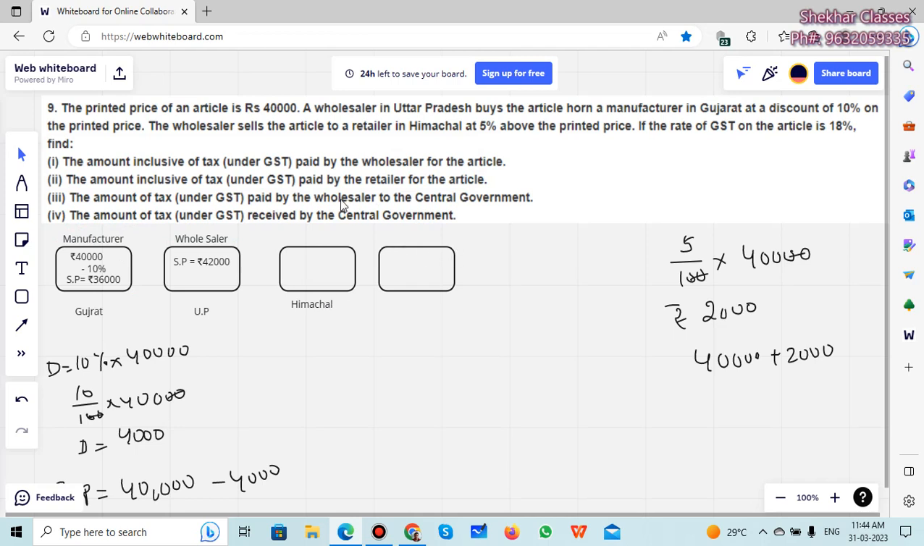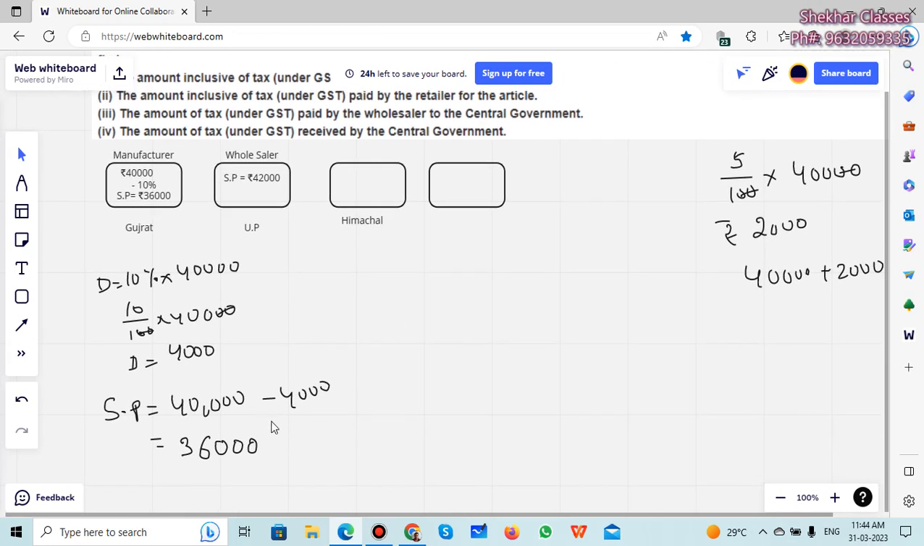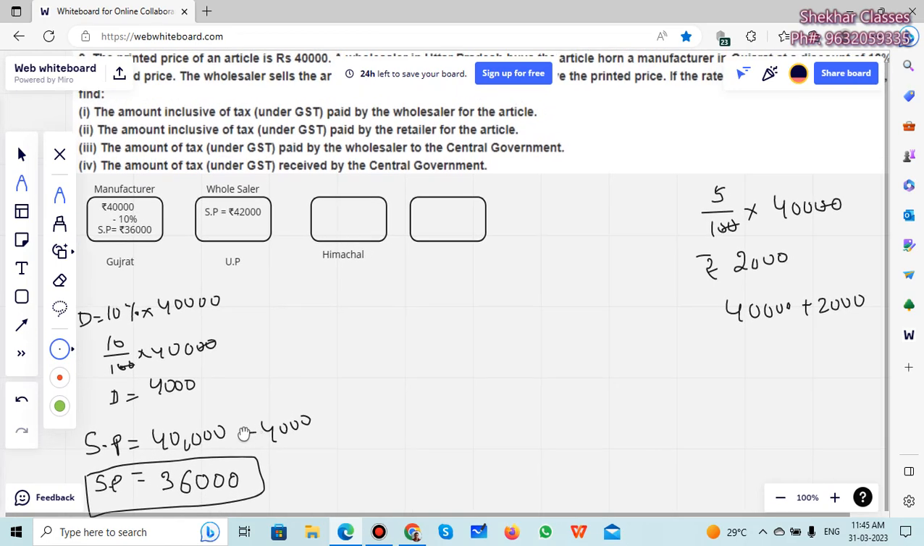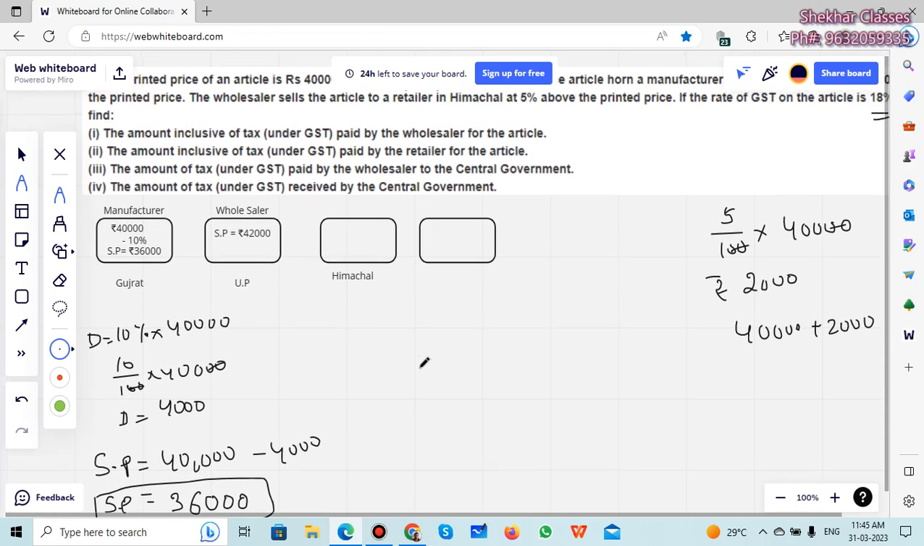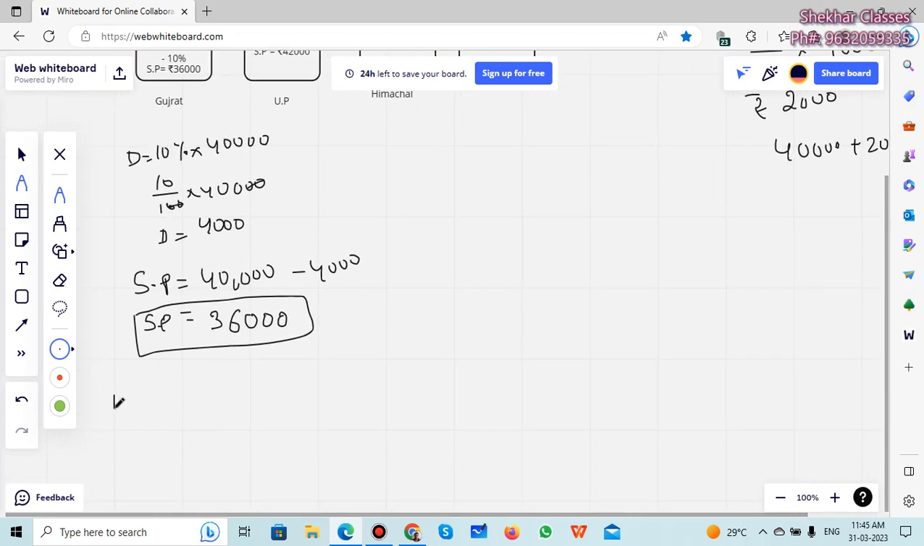Now comes the question: what is the amount paid by the wholesaler for the article? He has got the selling price of 36,000. And GST, what is the GST? It is interstate, so the 18% will go to IGST. So he has to pay IGST, and that will be the bill for the wholesaler.